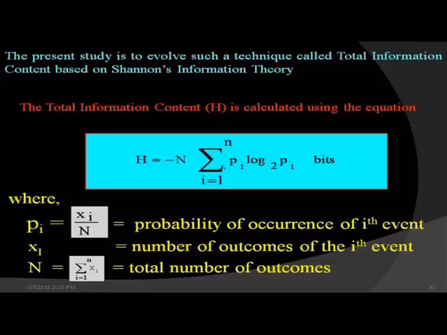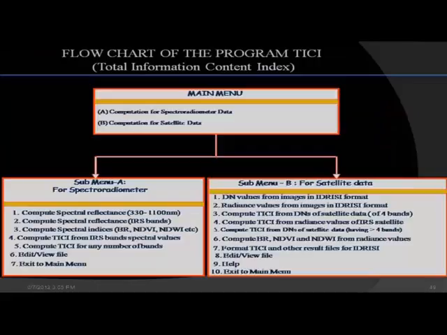And the expression is given over here, that is H equal to minus summation over i equals 1 to n of p_i log2 p_i. What is p_i? It is the probability of occurrence of a particular reflectance over the whole spectral range, and x_i is the number of outcomes of that event, and n is the total number of outcomes. And this is nothing but the negative of entropy.